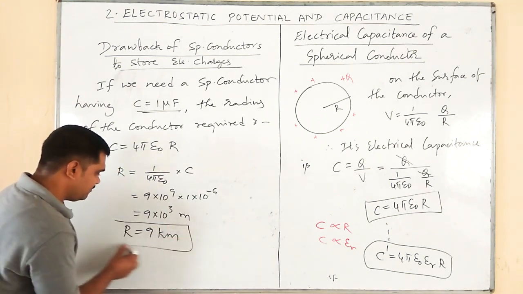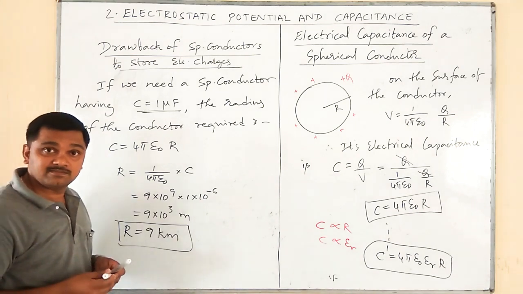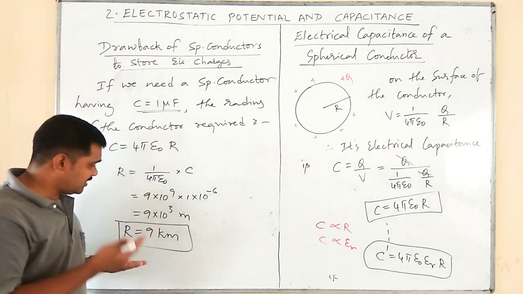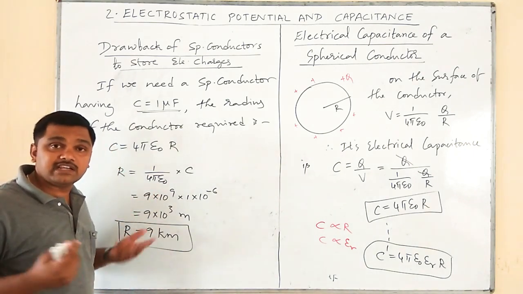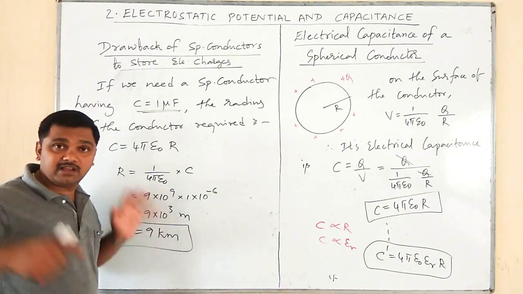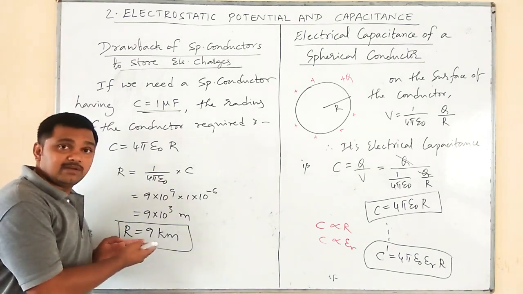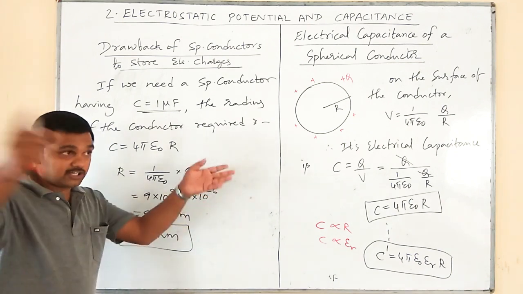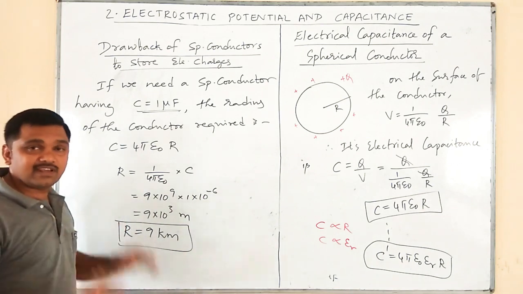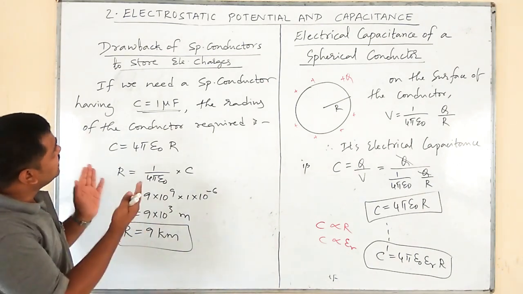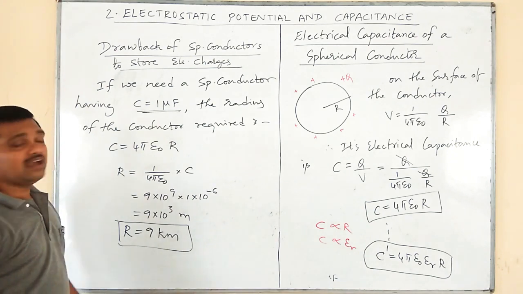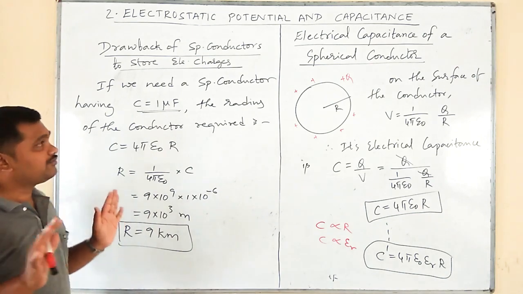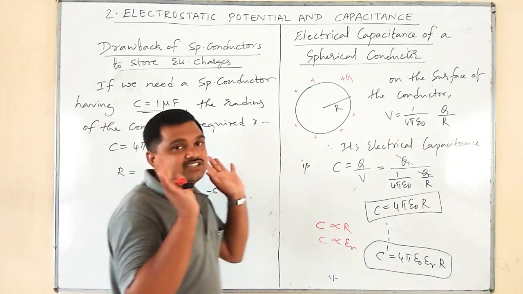Oh my God! Can you imagine this? To have a capacitance of 1 microfarad, it needs a radius of 9 kilometers, that is a diameter of 18 kilometers. Can you imagine a big conductor with a diameter of 18 kilometers, almost from Kolar to Bangarpet, that much size? It is impossible. So this is the main drawback of spherical conductors. Therefore, spherical conductors are not suitable for the storage of electrical charges.